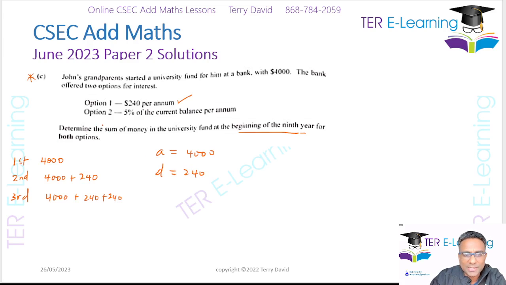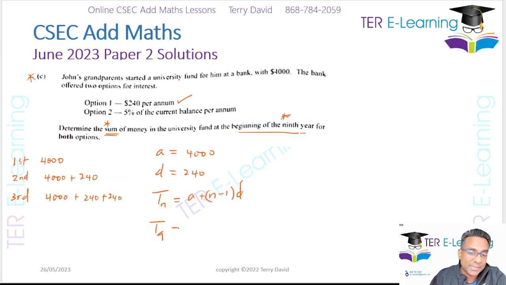Now, the question asks, determine the sum of the money in the university fund at the beginning of the ninth year. So this word here could have been confusing for some, including myself. What's happening here is that we keep adding money. So what they're really asking us for is how much money are we going to have at the beginning of the ninth year? So in this case, you are really working out the nth term of this arithmetic progression, which is a plus n minus 1 d. So what we're really working out here is the beginning of the ninth year.